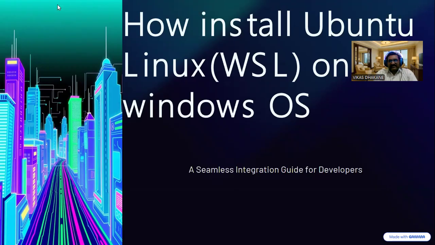So today we are going to discuss how to install Ubuntu Linux, Windows Subsystem for Linux, on the Windows operating system. This is actually an Ubuntu terminal kind of utility that we can easily install on Windows, and we can practice Linux commands and Linux scripting, which is also called shell scripting or bash scripting, on the Windows platform without installing the Linux operating system on your laptop.